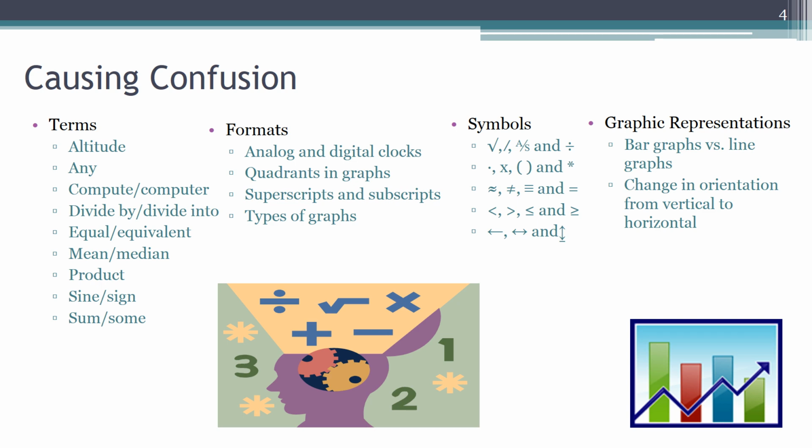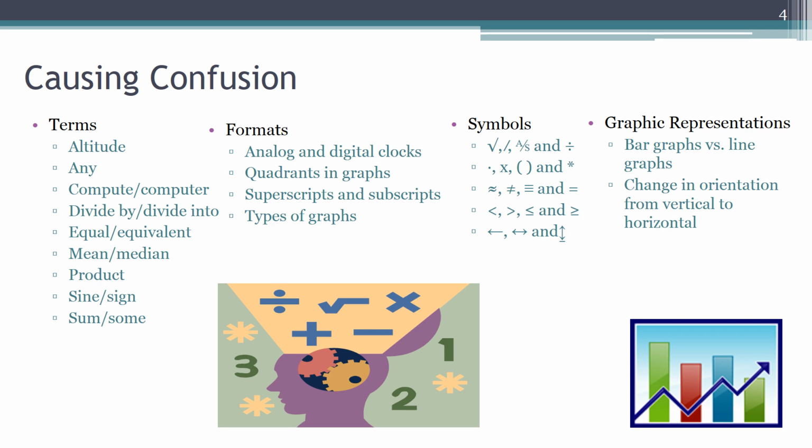Formats. We use subscripts and superscripts. We use different types of graphs. Clocks can be read on an analog clock or a digital clock. Symbols are often confused. Greater than and less than students struggle with into secondary school.